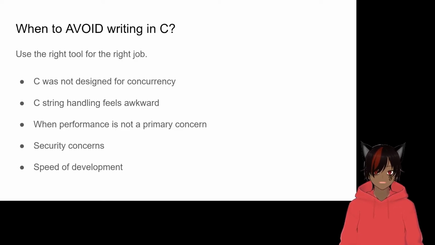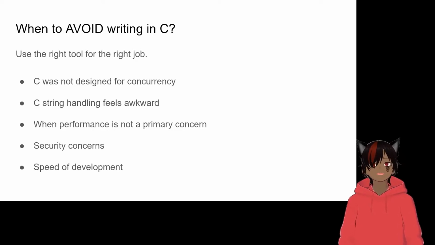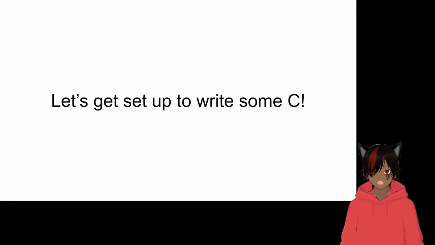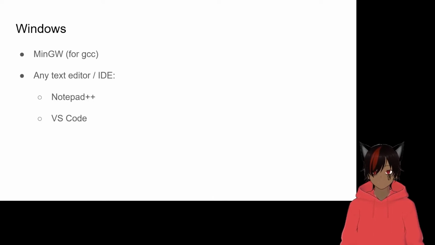As for security concerns, yes, every other language can also have those security concerns, but C makes it especially easy to do buffer overflow attacks and so on. And also, C isn't the fastest to develop in. Other languages are much more productive. So if you're optimizing for time of development, maybe use something else and then switch to C when you need to. So let's set up our development environments.